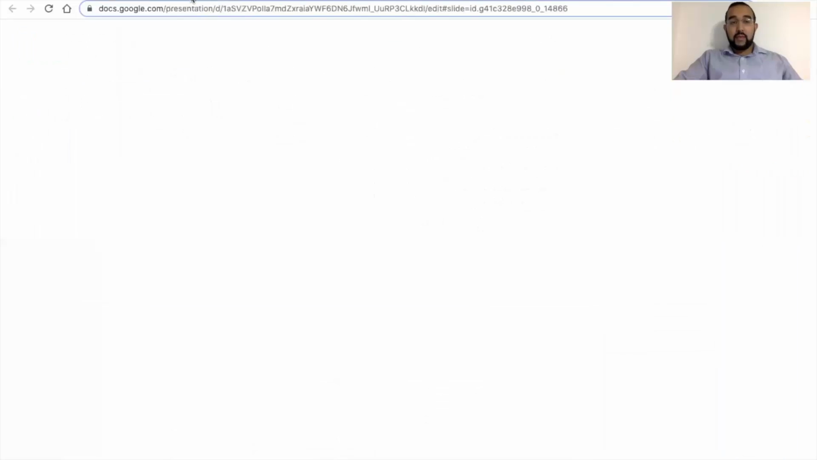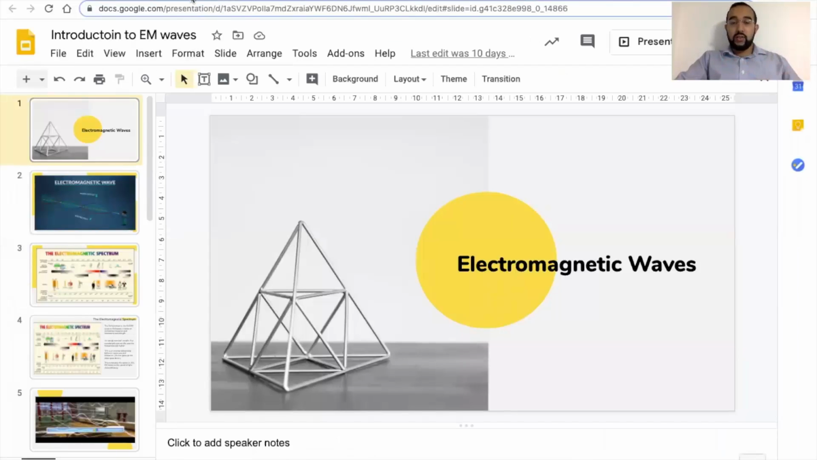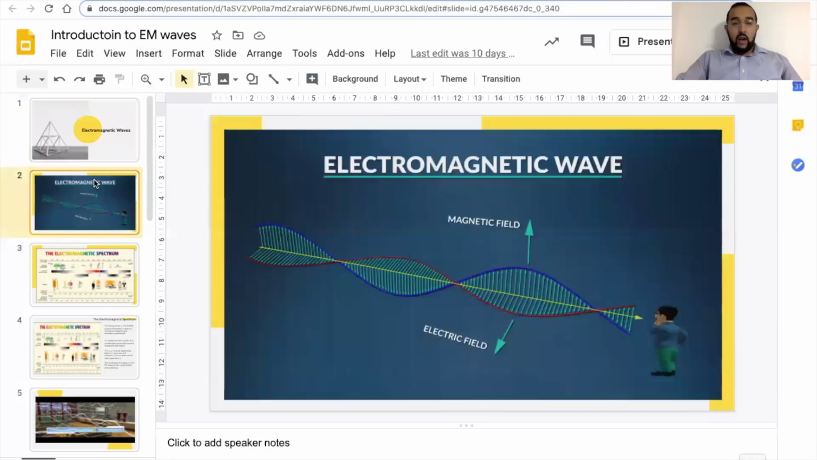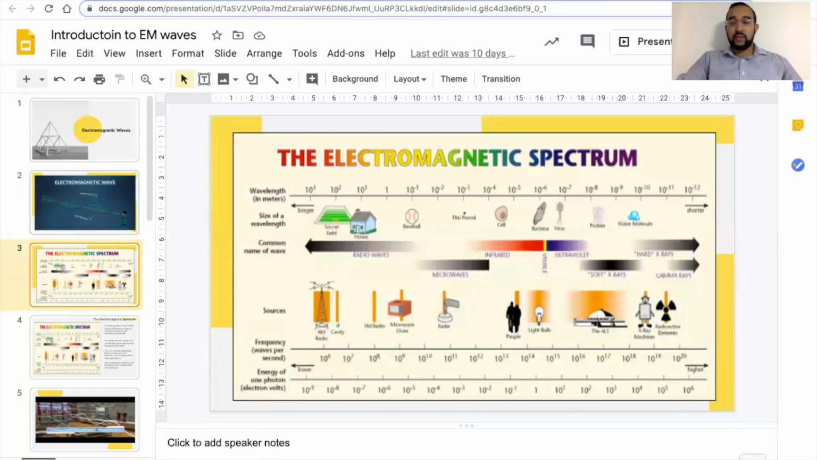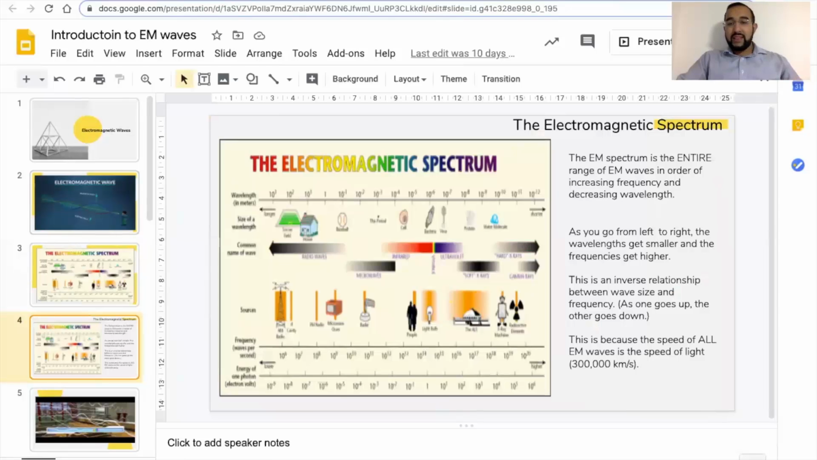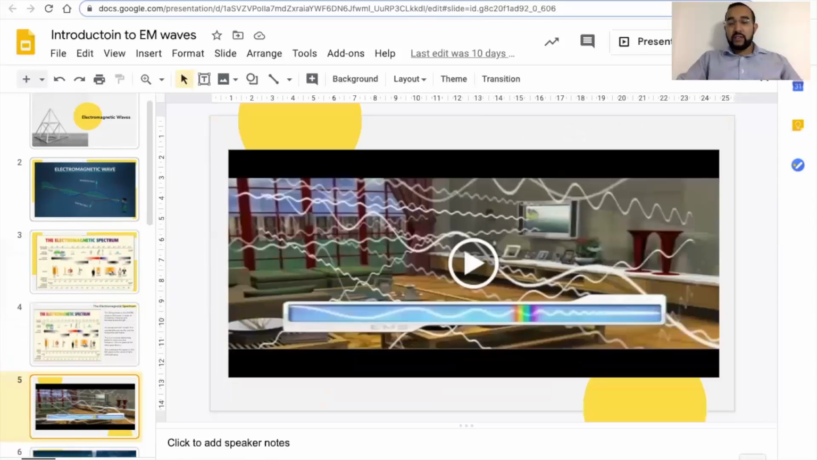Then you should start this unit by introducing electromagnetic waves to your students. Before we do the experiment, students need to understand what electromagnetic waves are. So this PowerPoint explains what electromagnetic waves are, what a wavelength is, how frequency affects the wave, and where radio waves sit on the electromagnetic spectrum.